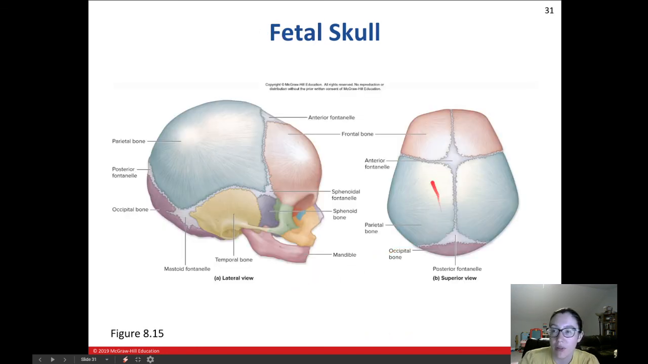Here we can see the big anterior fontanelle, the posterior fontanelle in the back, then the sphenoidal fontanelle and the mastoid fontanelle. Make sure you can identify those.